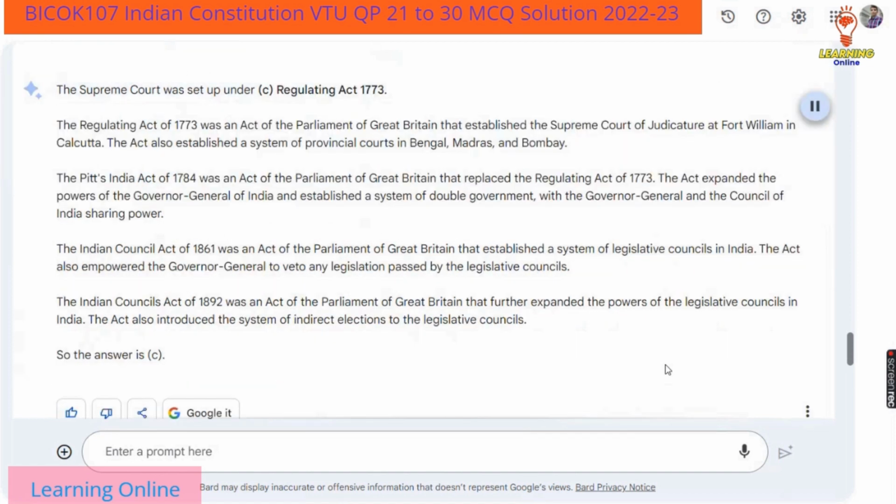The Indian Councils Act of 1861 was an act of the Parliament of Great Britain that established a system of legislative councils in India. The Act also empowered the Governor-General to veto any legislation passed by the legislative councils. The Indian Councils Act of 1892 further expanded the powers of the legislative councils in India. The Act also introduced the system of indirect elections to the legislative councils. So the answer is C.